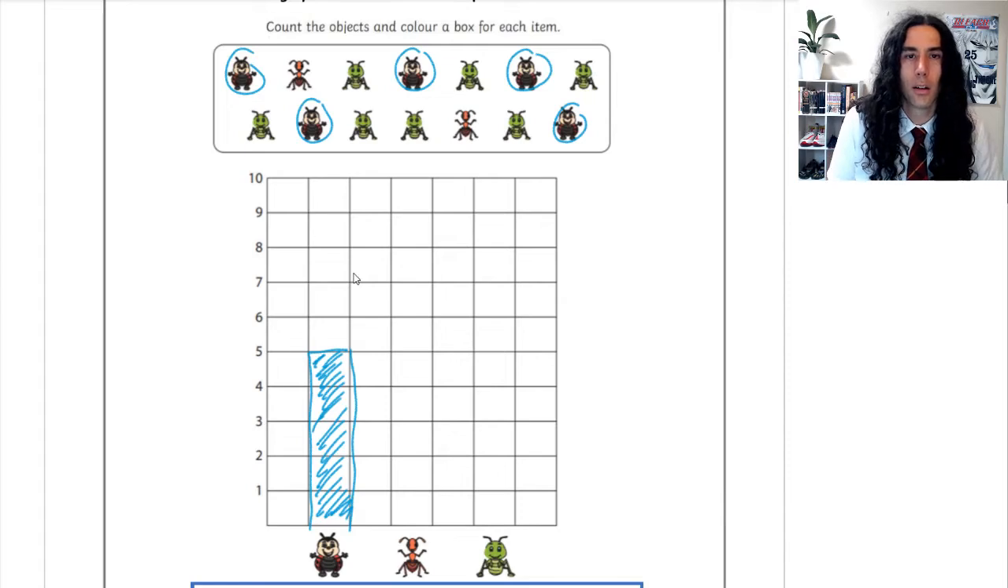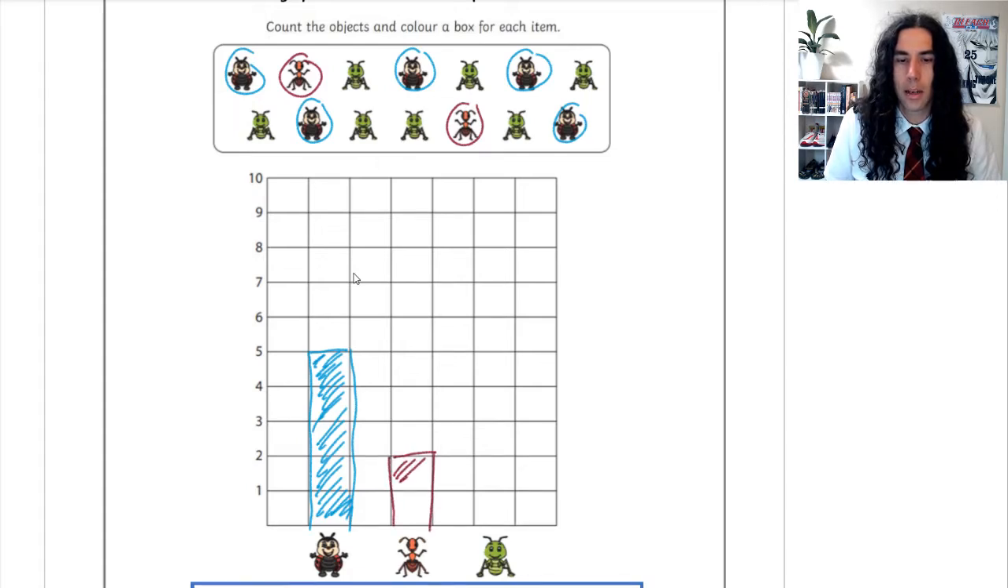1. Ants. 1. Oh, change color. 1, 2. And lastly, so we had ladybugs, we had ants, then we've got some sort of grasshopper here. I will use green. 1, 2, 3, 4, 5, 6, 7. So you go up to 7. And that is how you make the most basic type of column graph.